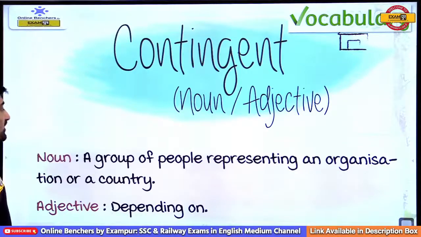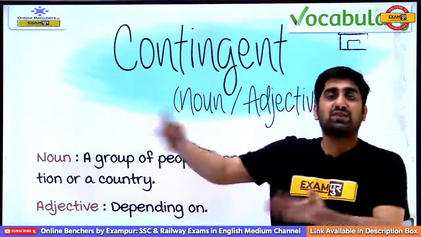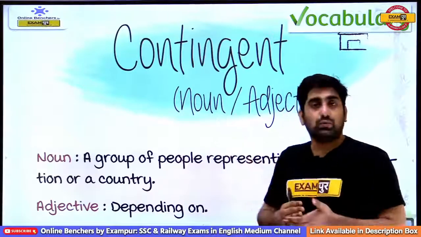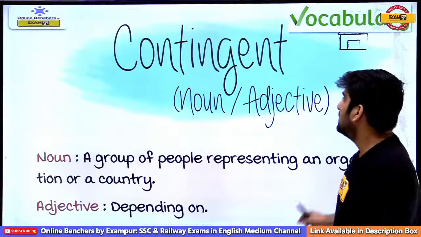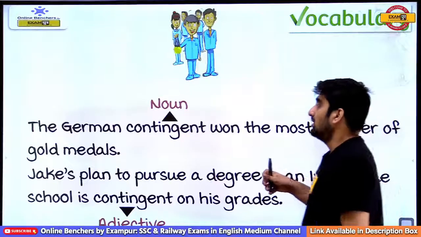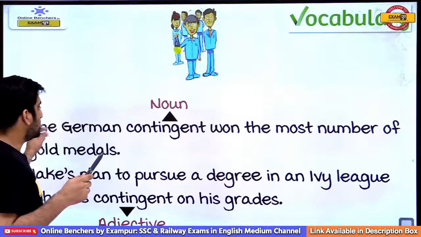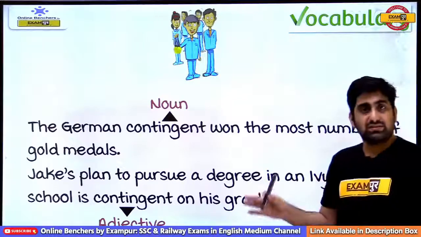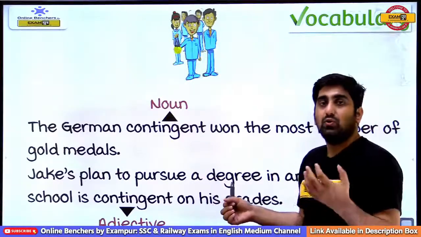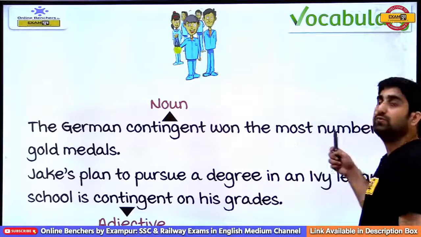As a noun, the example can be a group of people representing an organization or country. Contingent as a noun means a group that represents something. I repeat, contingent as a noun means a group of people who represent something. As an adjective it means depending on. So there are two meanings that we can take. As a noun, the example is the German contingent. Meaning, the German representatives won the most number of gold medals. The group of people from Germany won the most number of gold medals.